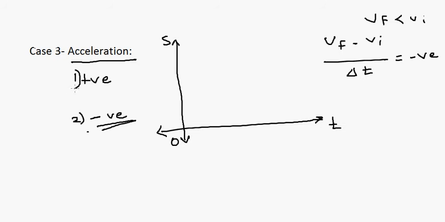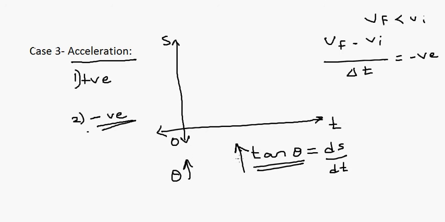Okay, so first case, let's say that the acceleration is positive. So there is acceleration, and it's positive, that is, the rate at which our displacement changes is changing. So tan theta, that is the slope, tan theta is equal to ds by dt, that is the rate, is changing and it is increasing. As tan theta is increasing, that means theta is going up as well.